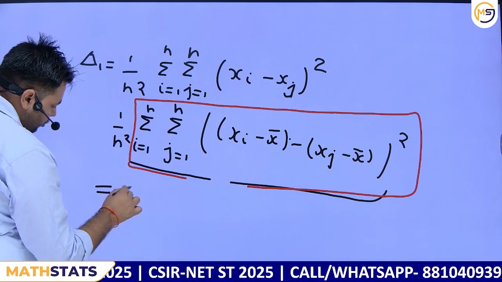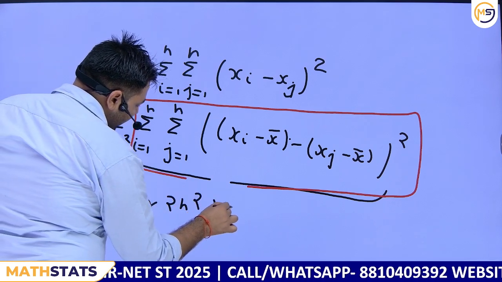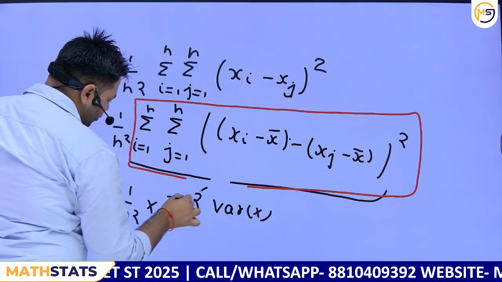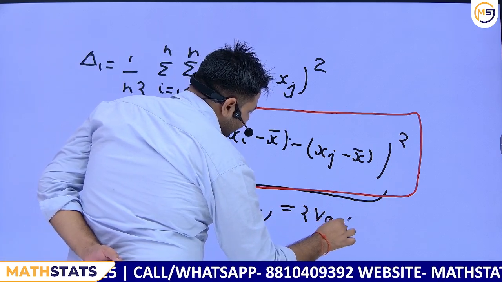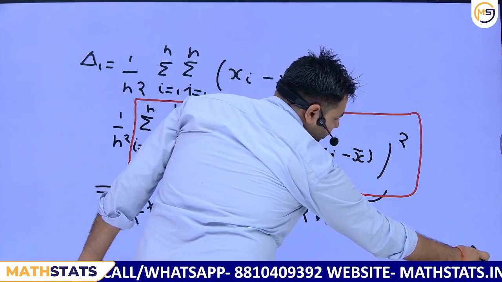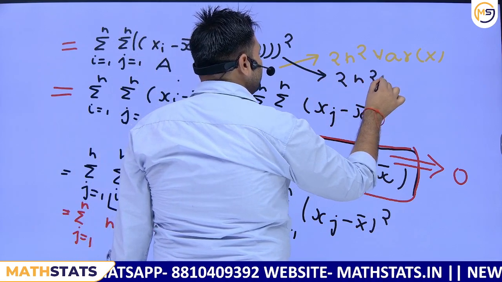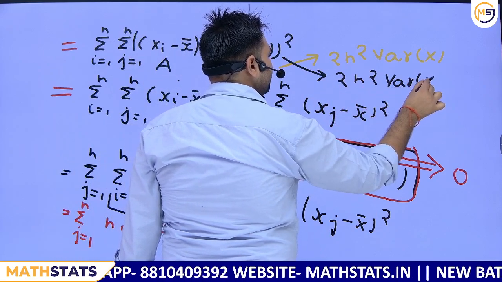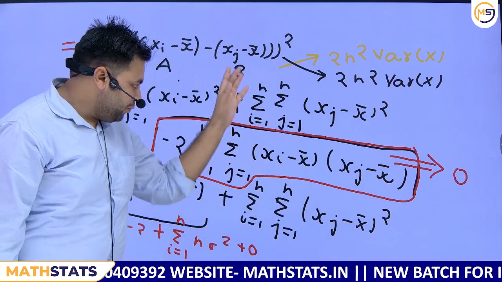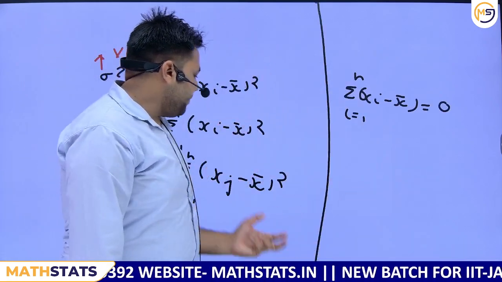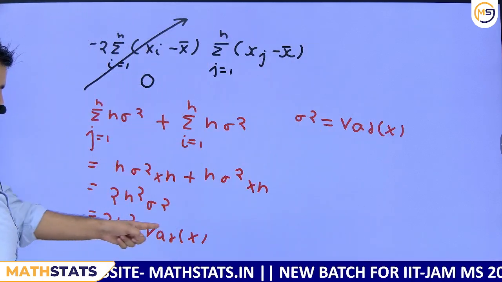Okay. Black is visible. So this is 1 upon n square into 2 n square variance of x. So n square cancels out. You will get 2 variance of x. Here the value of this quantity equals 2 n square variance of x. You already proved this, and the proof of this is this. This is the proof of 2 n square variance of x.